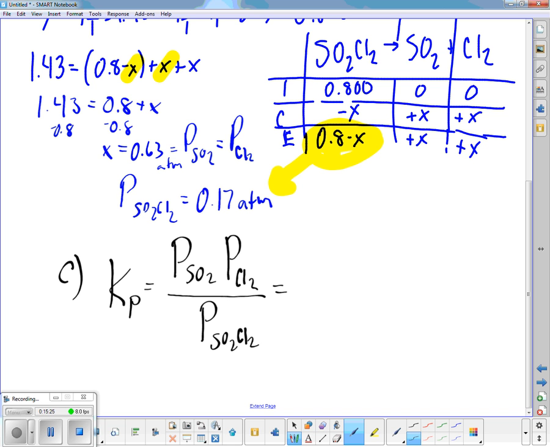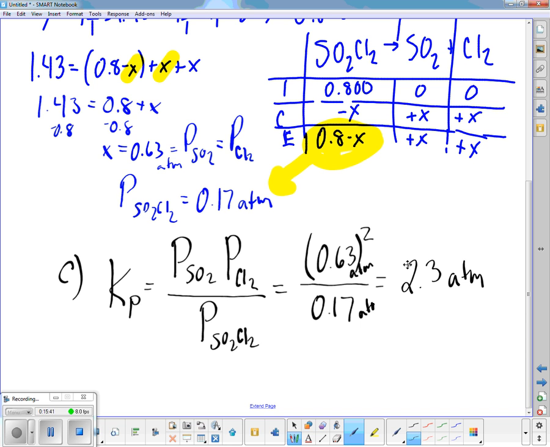So I'm going to stop. Plug and chug, see if you can get the answer. Okay, so if you plugged it in like this, what did you get? 2.3. Actually, KP, it will have atmospheres, sorry. They did have atmospheres on it, because this will be atmospheres squared, and this is atmospheres, so one of them will cancel. So that one did have a pressure unit.